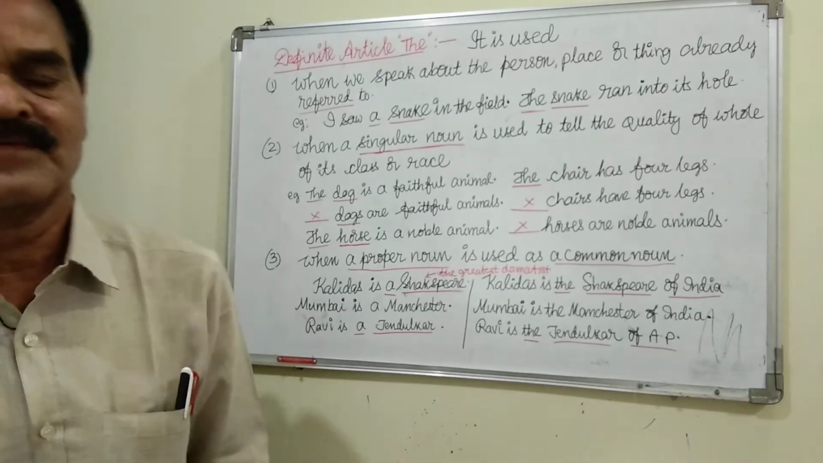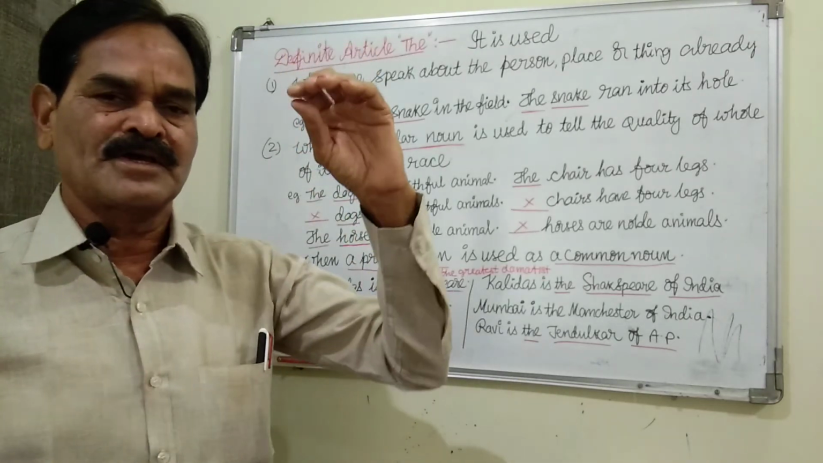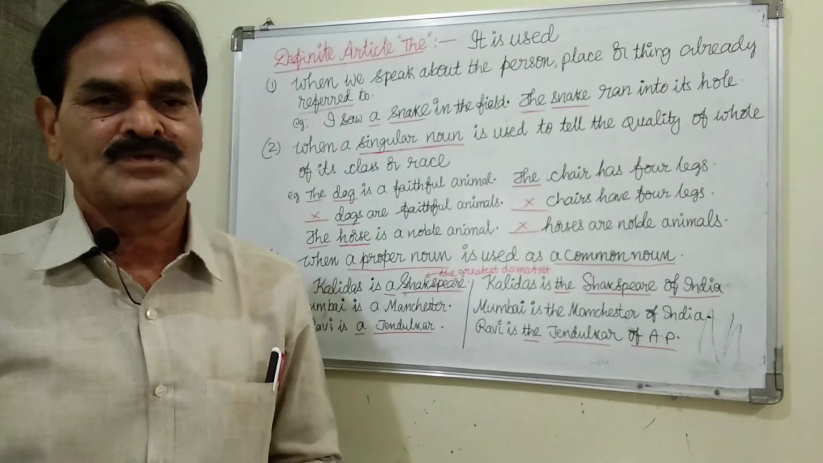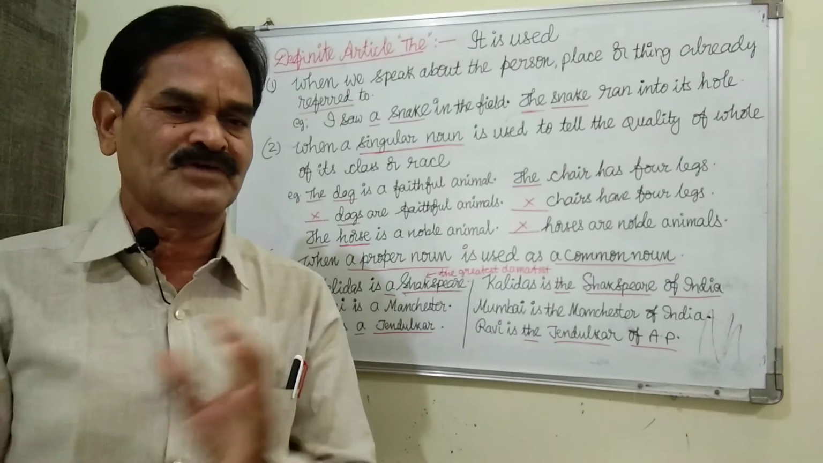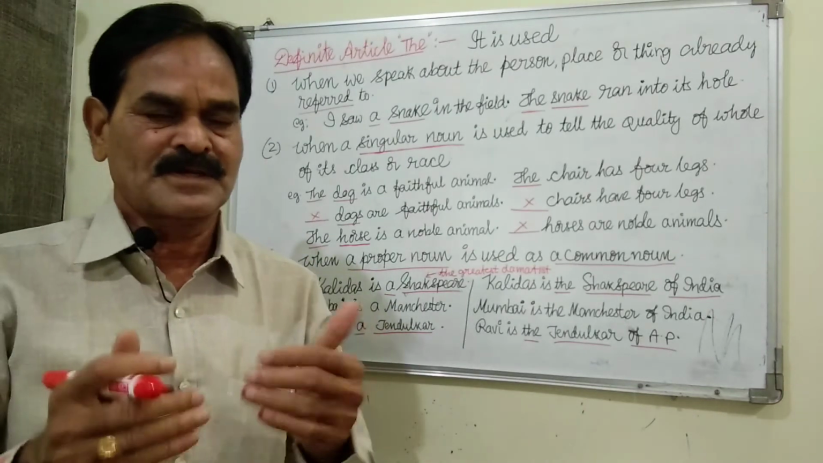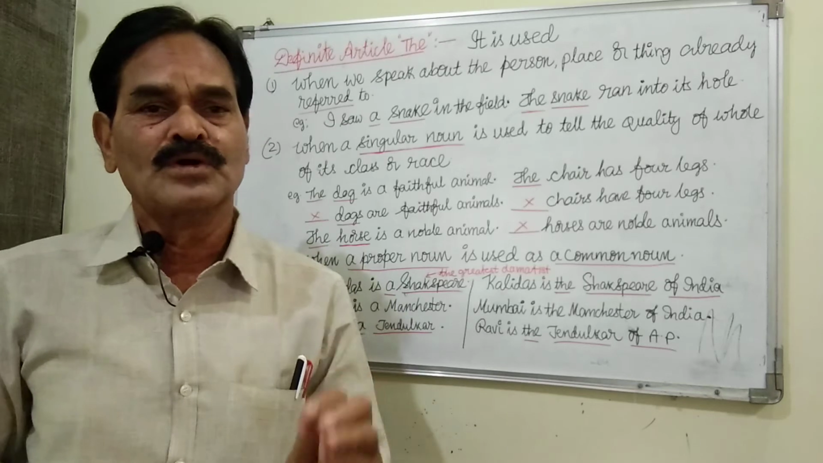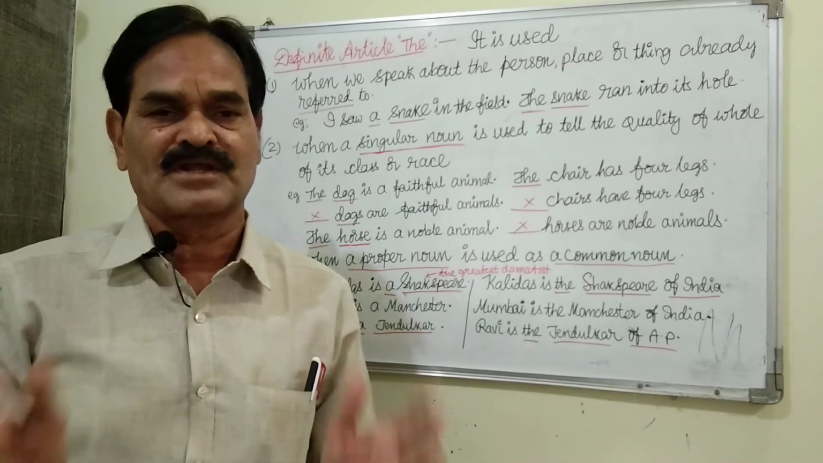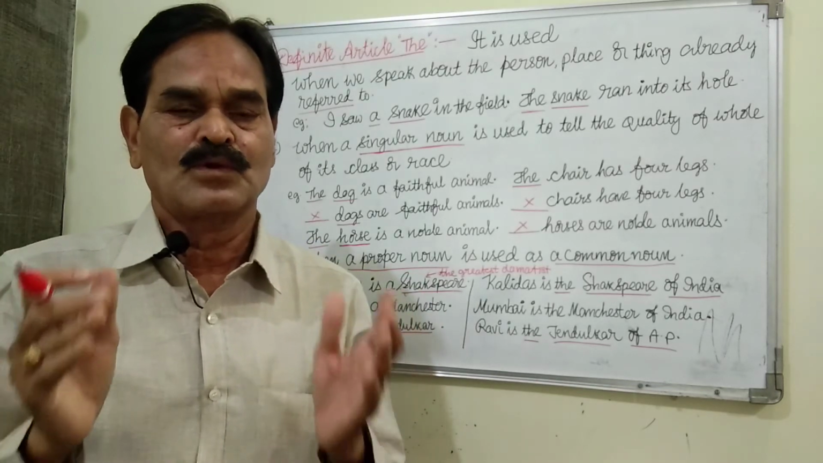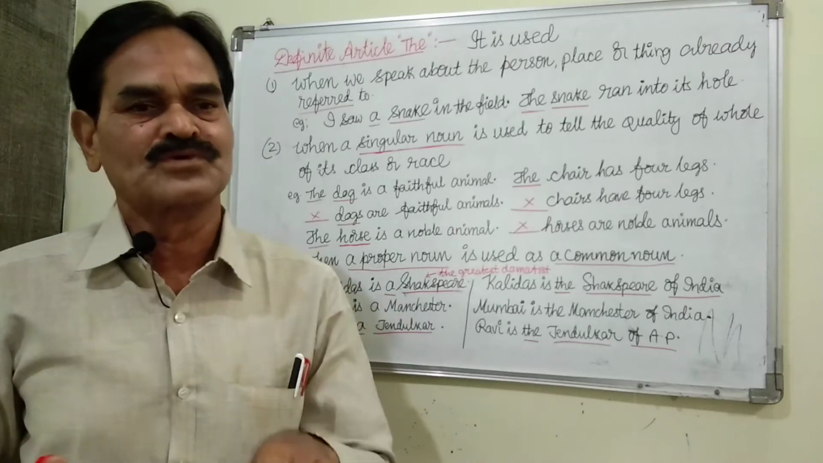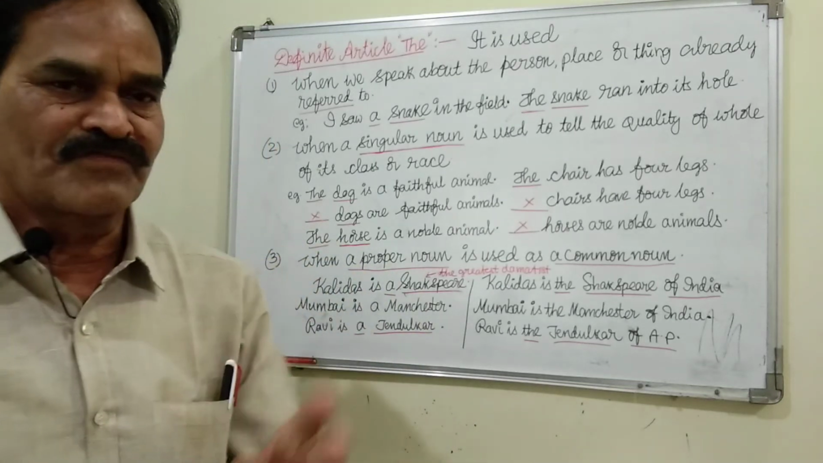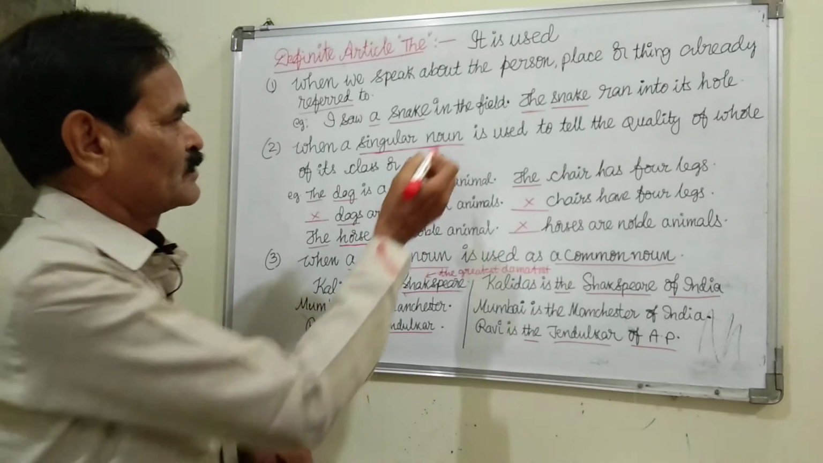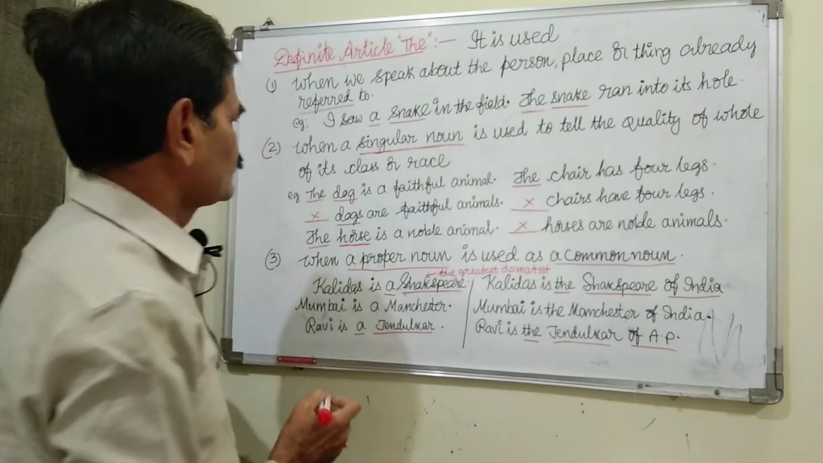In the same way, once upon a time there was a king. So first of all, when we introduce that king, we use a king. Then subsequently, the king ruled very kindly, generously, and looked after the people. Then we use the. So when we refer to the person a second time, we use the.